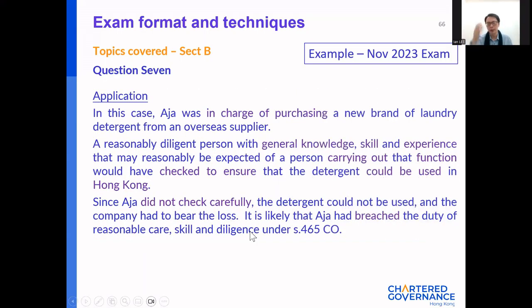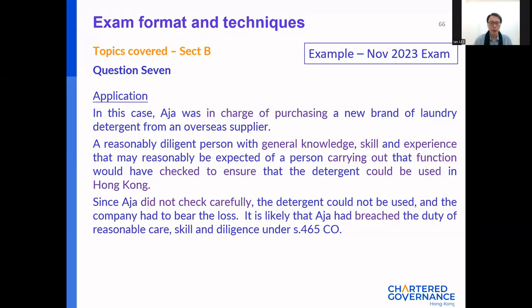Okay, so application. In this case, Aja was in charge of purchasing a new brand of laundry detergent from an overseas supplier. So you're buying something on behalf of the company from an overseas supplier, not from a local supplier that you're used to dealing with, and they may come from a different jurisdiction, with different laws, and of course, possibly different laws on safety.